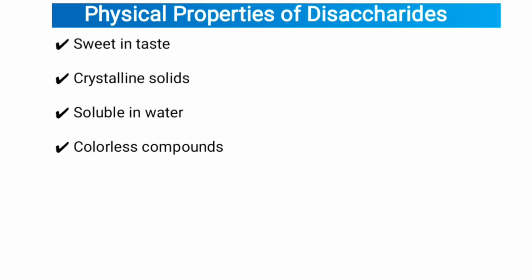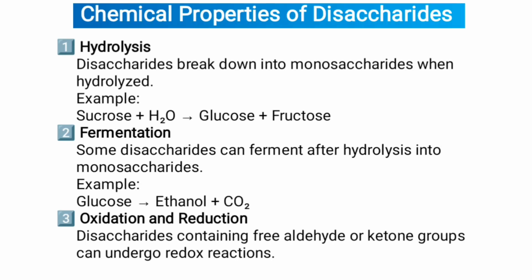Physical properties of disaccharides: sweet in taste, crystalline solids, soluble in water, colorless compounds. Chemical properties of disaccharides: first one, hydrolysis. Disaccharides break down into monosaccharides when hydrolyzed. Example: sucrose plus H2O gives glucose plus fructose.